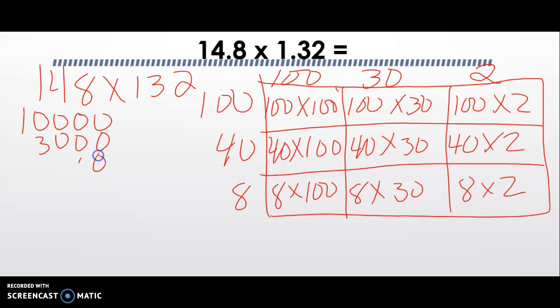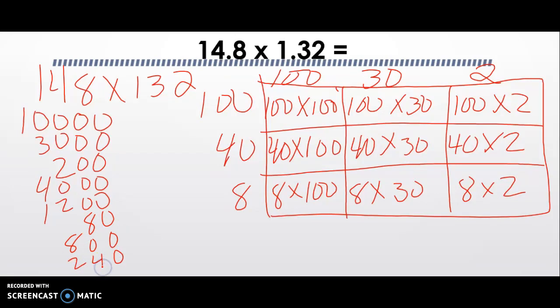And then I have 200. Next, I have 4 and 3 zeros. Then 12 and 2 zeros. Next, I have 80. In the last row, 800, 24, and 1 zero. Can I get the last number on there? 16. And I'll put my total on the other side. Ready to add. So I have 6, 12, 2 carry the 1, 4, 5, 4, 5, 6, 7, 8, and 1.